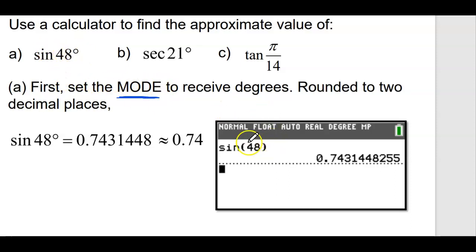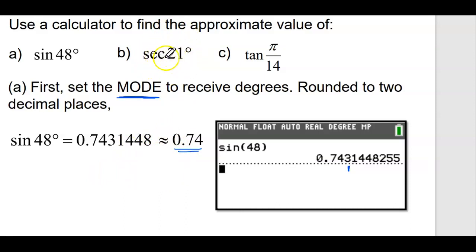Okay, so when you type in sine of 48, it's going to give you this decimal. We're going to round to 2 decimal places, so we're going to look to the 3rd decimal place. That is less than 5, so I'm going to round this to 0.74. Now, if you notice on your calculator, you have a sine, cosine, tangent key. You do not have a secant.